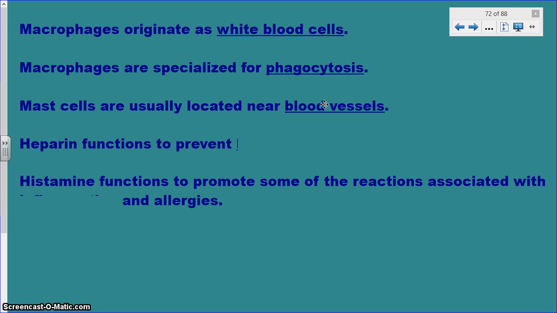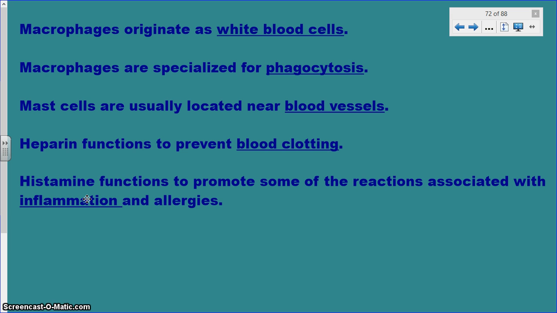Mast cells are a special kind of cell that's usually located near blood vessels, and they secrete two things. They secrete heparin and histamine. Heparin is important because it prevents your blood from clotting inside your blood vessels. And histamine is important because it helps to promote inflammation. It also causes allergies because of that.